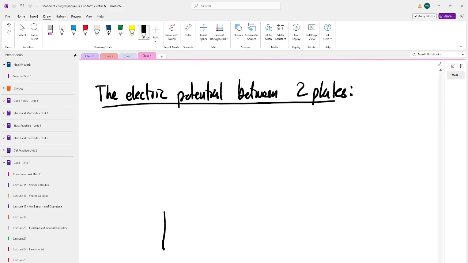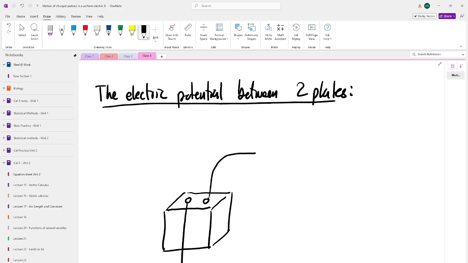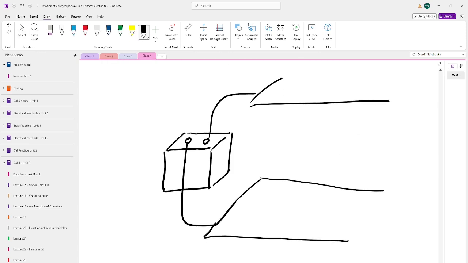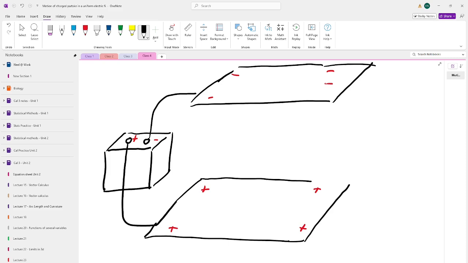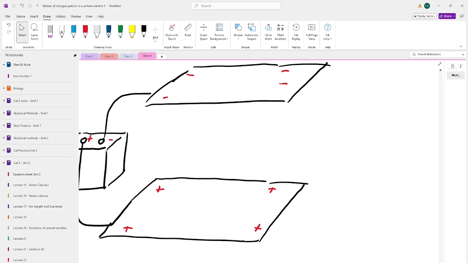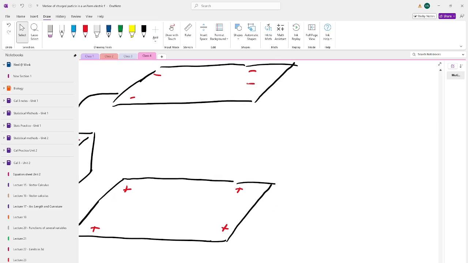So we had our battery here, right? And then we had, of course, one of these was positive, the other one was negative, and then this plate was positive, this plate was negative, and then what we have is that the E field is going to go like that.